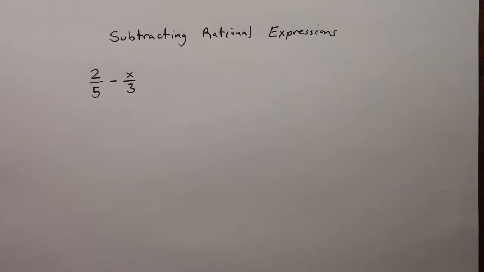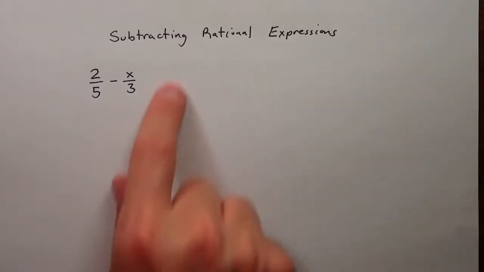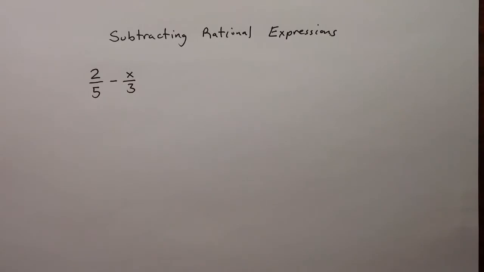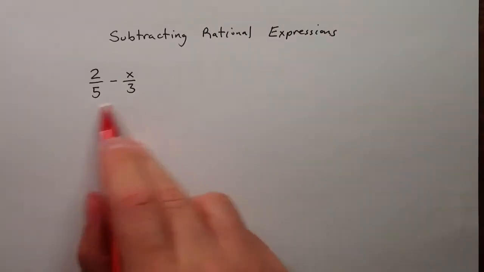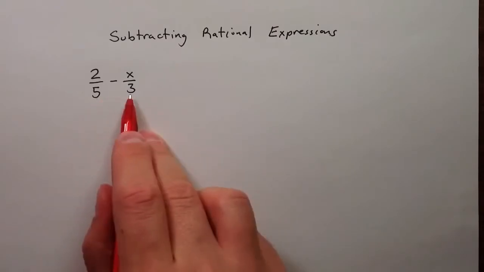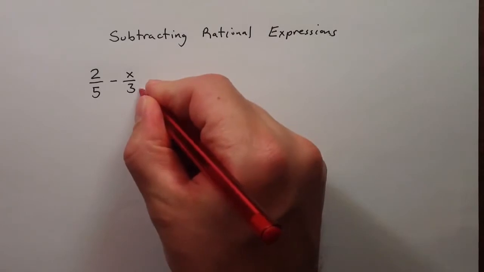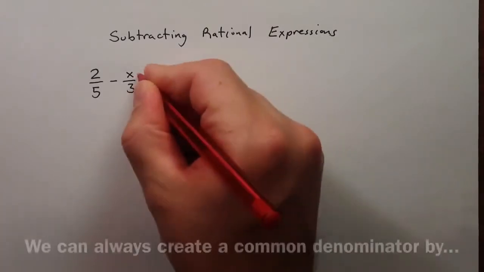Subtracting rational expressions is similar to adding rational expressions. We need a common denominator, and then I can subtract the two numerators, and the new denominator is just that common denominator. So for this example, 5 and 3 don't have any factors in common. So to create a common denominator, I can simply multiply those two things together.